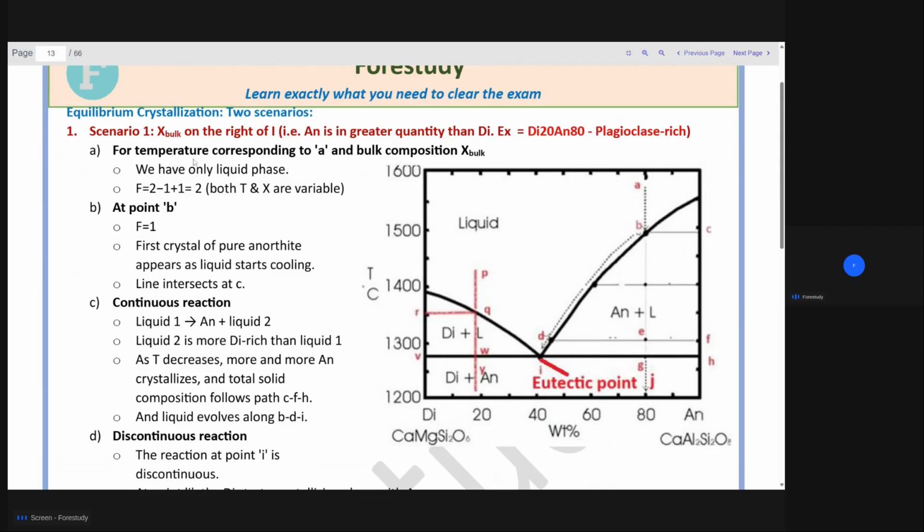Now for the temperature corresponding to A and bulk composition X bulk, we are taking X bulk of anorthite 80 and diopside 20 here at A. So we have only one liquid phase here. This is the liquid phase, so phase will be 1. There are 2 components, so component again 2. 2 minus 1 plus 1 equals 2. So both T and X are variable.